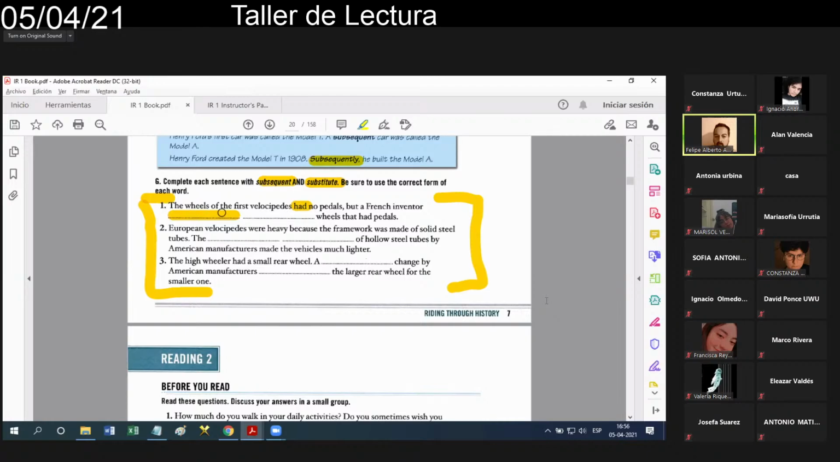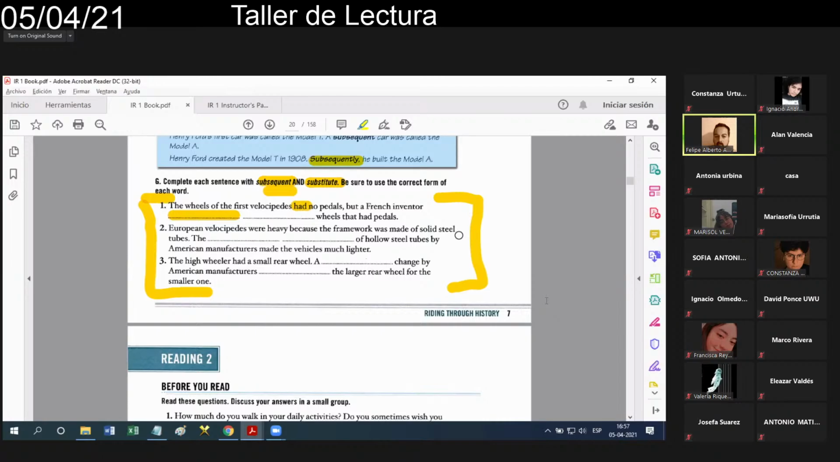Tú no puedes decir, oye, listen, las ruedas de los primeros velocipedes no tenían pedales, pero un inventor inglés los sustituye subsecuentemente. What is that? Los sustituye from past to present. That's a fallacy. But the French inventor, to keep on the right tense because of this had, we have to use the word substituted, which is the verb in past.